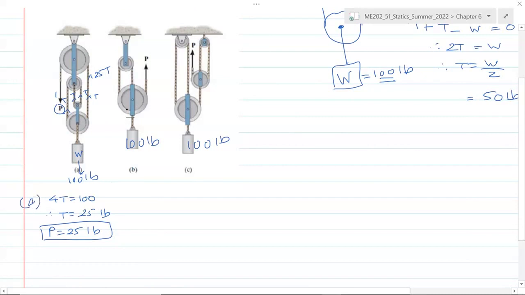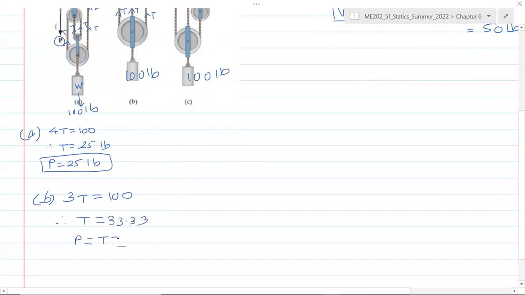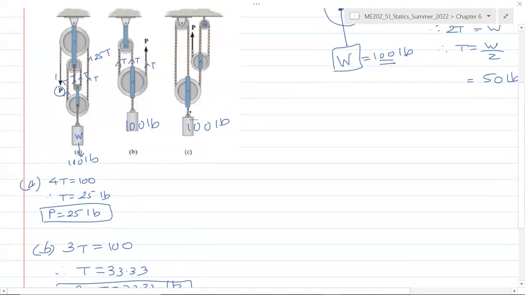For case B, this 100 is divided by 3, so T, T, and T. So this P is equal to T in this case. So for case B, 3T is equal to 100. Therefore, T is equal to 33.33 pound. Therefore, P is equal to T, which is 33.33 pound. Okay, so we have solved for the second case.